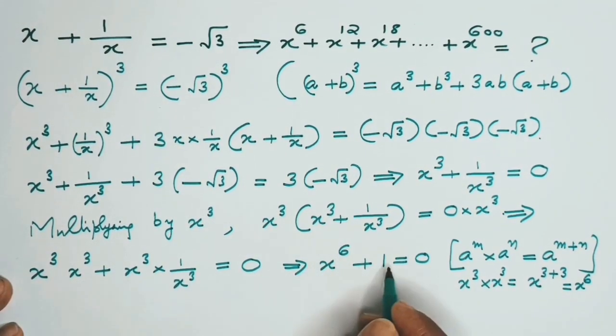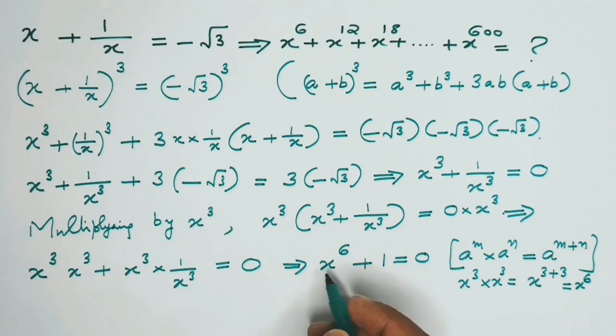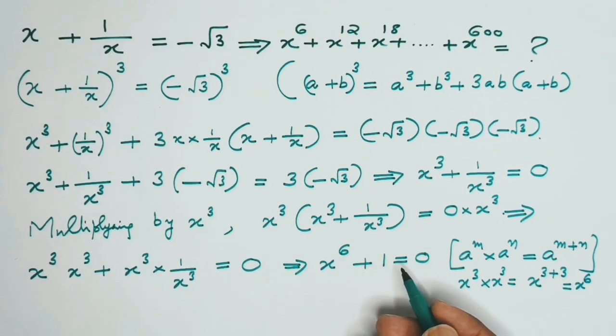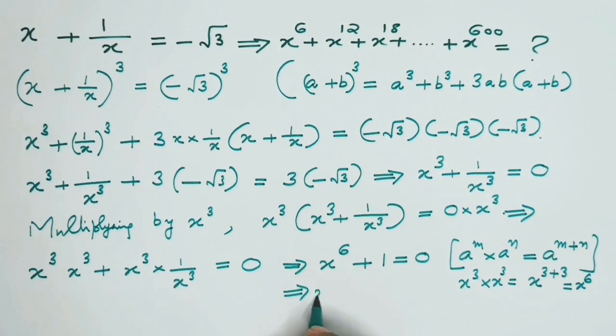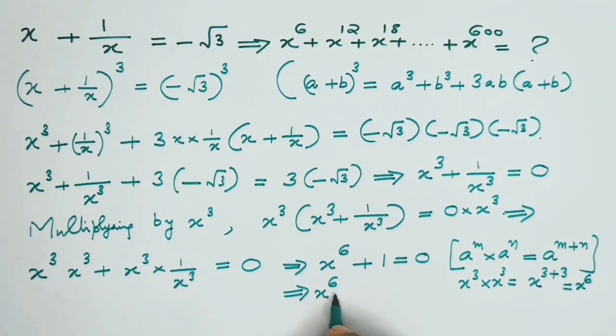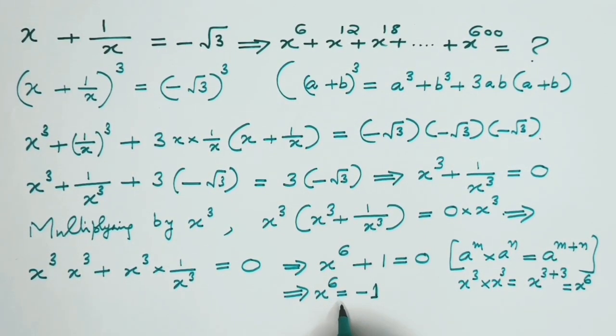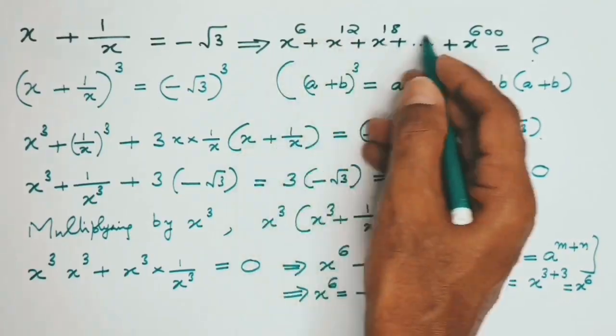This one cancels, so finally you get x to the power of 6 plus 1 equals 0. Now let me take 1 to the right side. You will have x to the power of 6 equals minus 1. This is an important result we have found from the given equation, and this we will apply in the required expression to be evaluated.